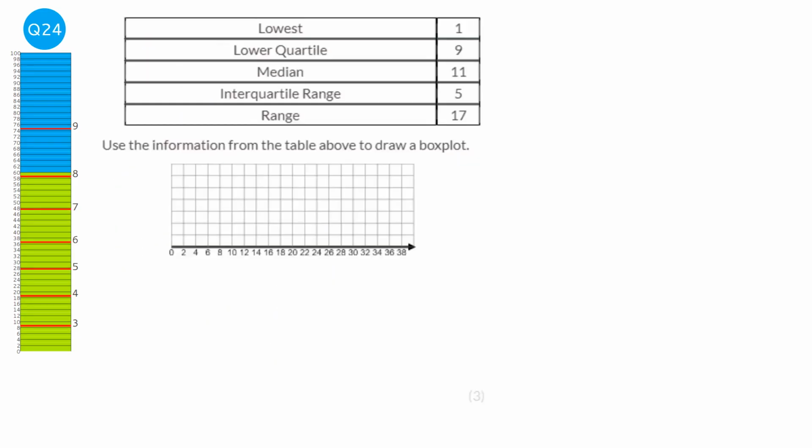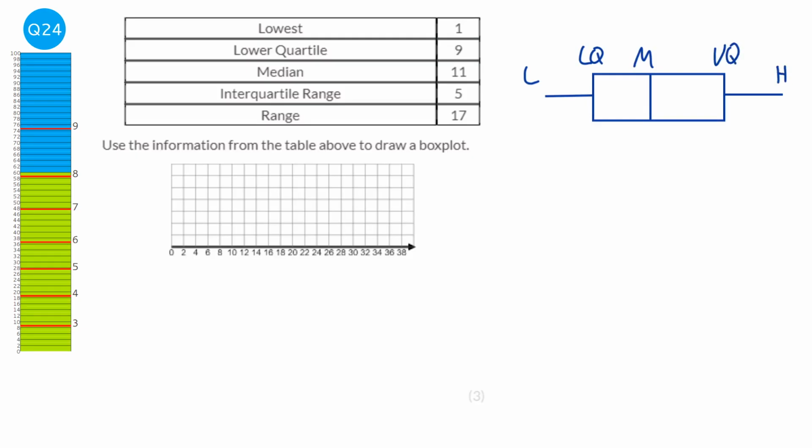A box plot starts with the lowest value. Then it goes to the lower quartile. So we have the lowest value, then the lower quartile, and then we have the median, then the upper quartile, and then the highest value. So lowest value is at 1 on this one, and normally we just put a little line at the end here. So we're going to put a line at 1, and I'm just going to put that line there, a little bit further to the right.